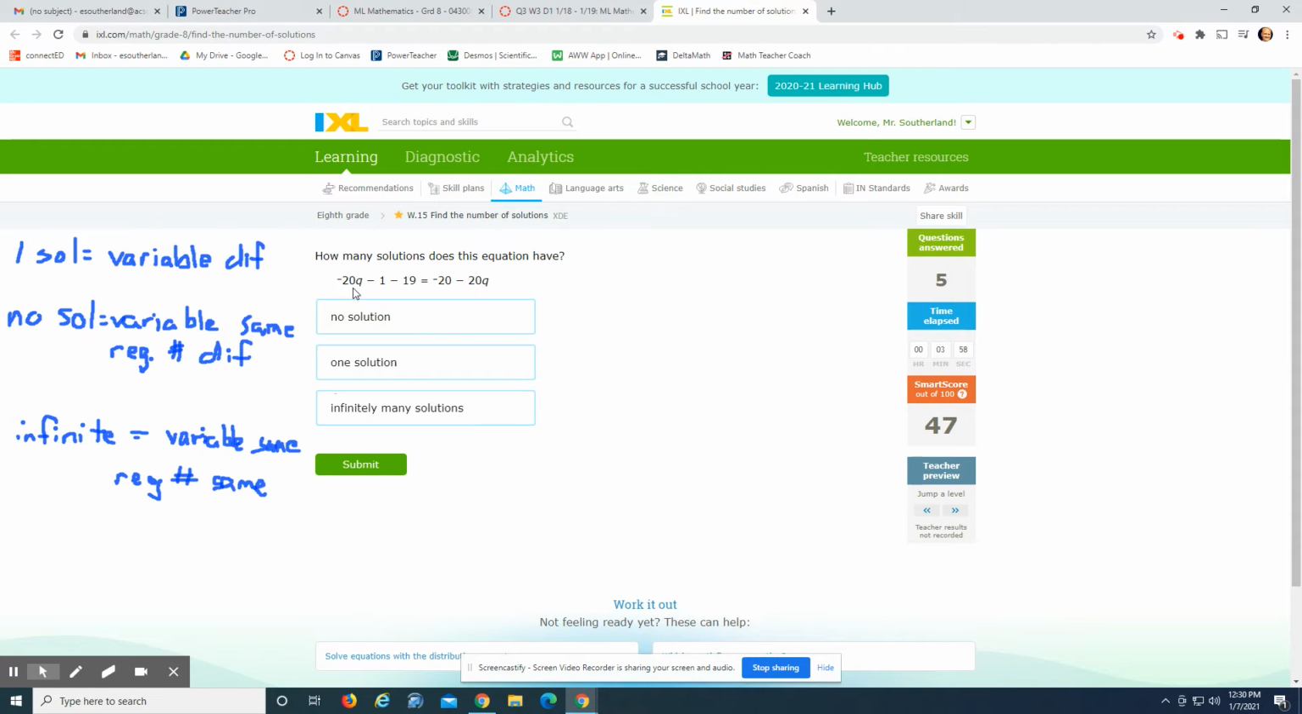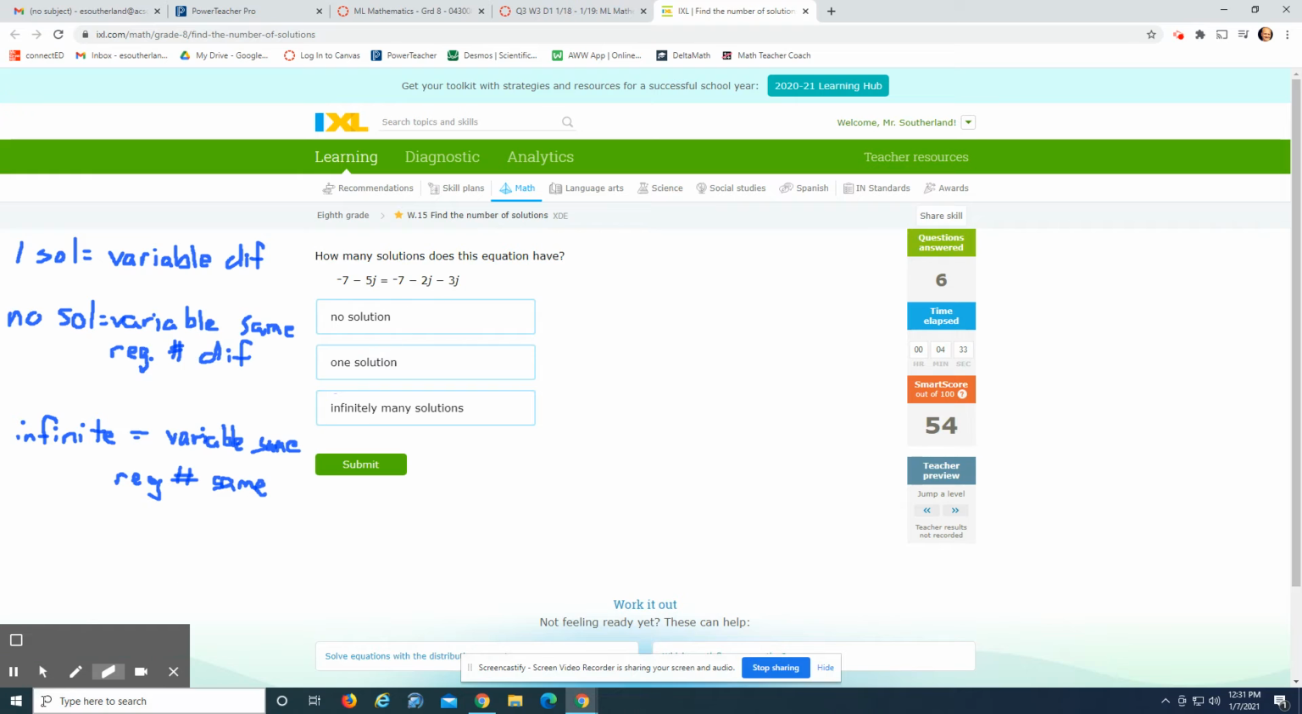Now we've got negative 20q, negative 20q. Here's the key on this one. You have to do this. Negative 1 minus 19 is negative 20. And so now they have the same variable and the same regular number. So that means this is infinite solutions, or infinitely many.